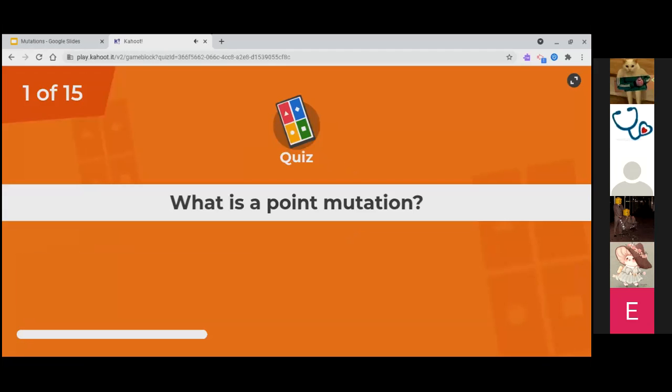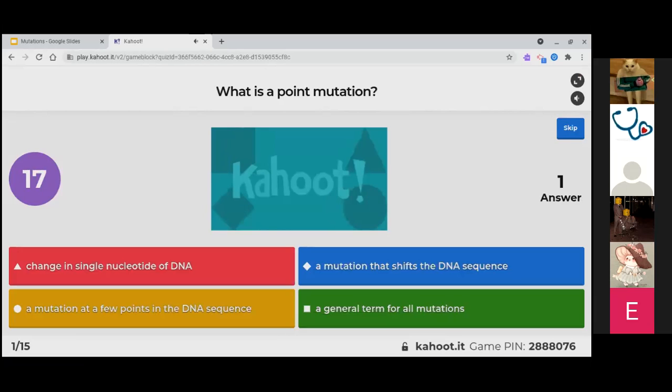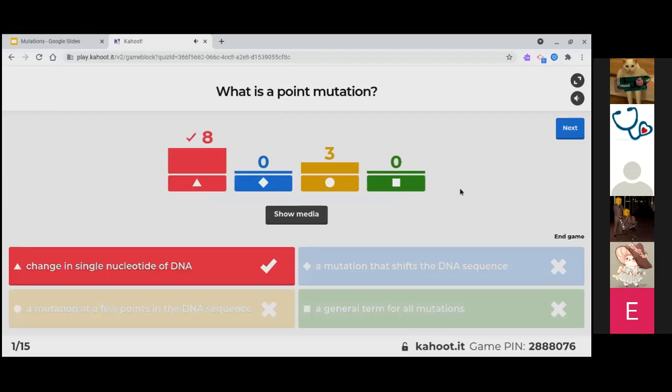Okay, so the first question is, what is a point mutation? A change in a single nucleotide of DNA, a mutation that shifts the DNA sequence, a mutation at a few points in the DNA sequence, or a general term for all mutations. Yeah, so most people got it right. It's a change in a single nucleotide of DNA.